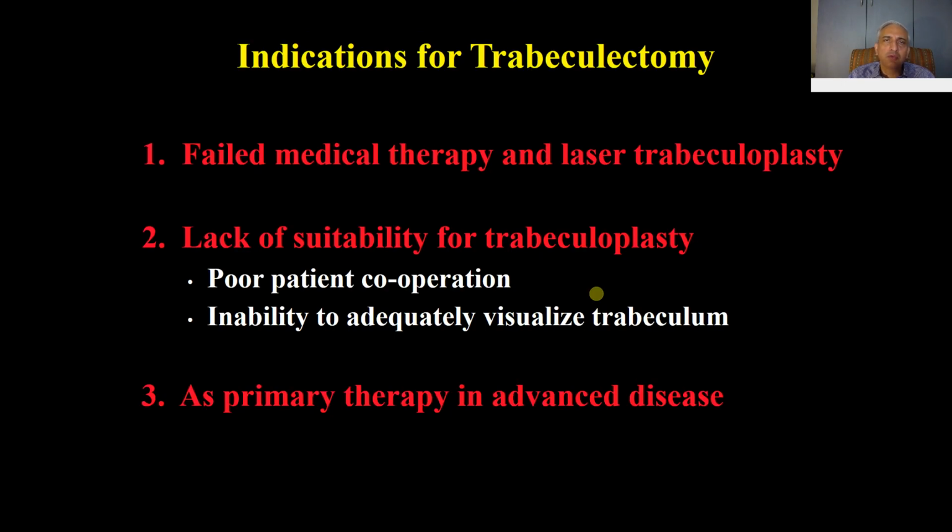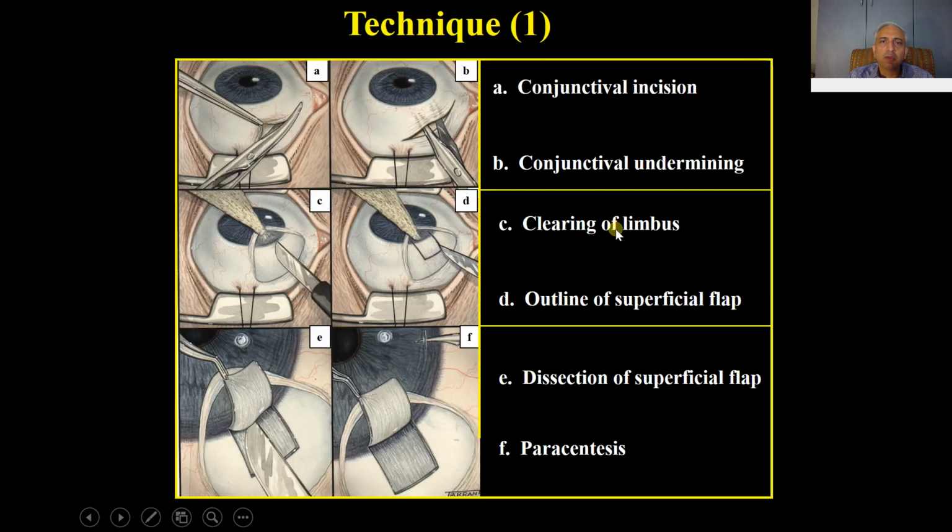And one of the last end-of-the-line treatments is trabeculectomy. In trabeculectomy, you have failed medical therapy and laser trabeculoplasty, or there is a lack of suitability for trabeculoplasty because of poor compliance or inability to adequately visualize the trabeculum, or it is used as primary therapy in advanced disease.